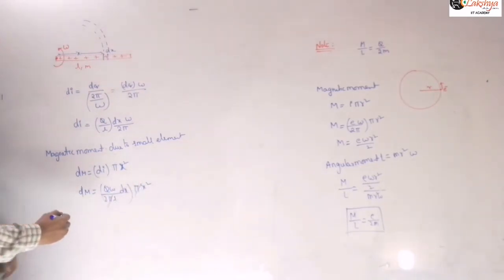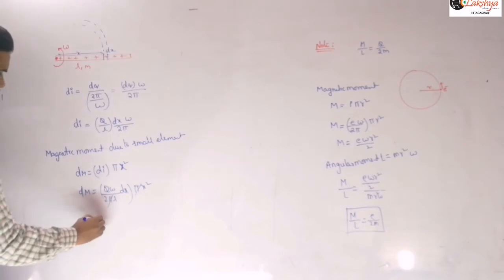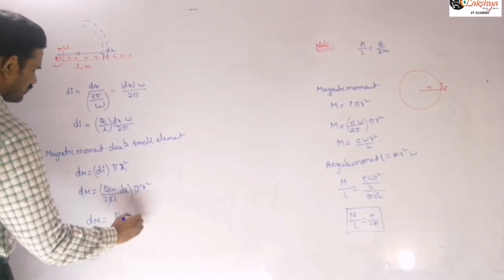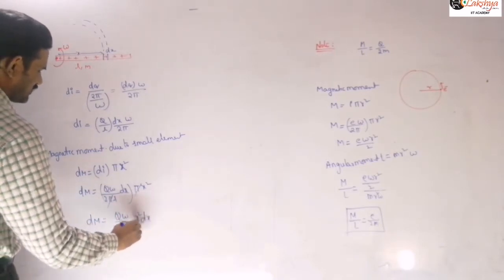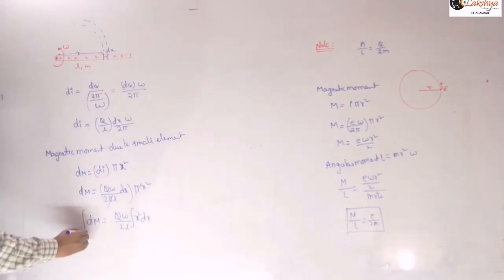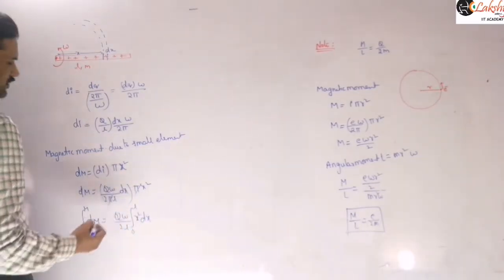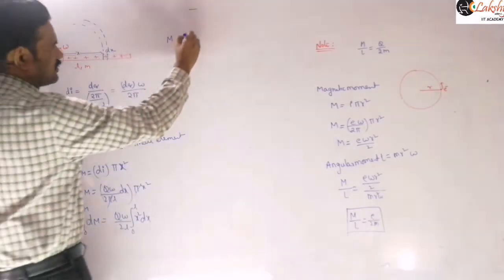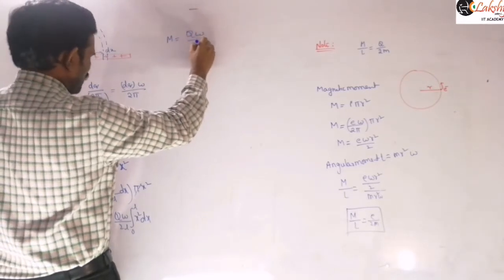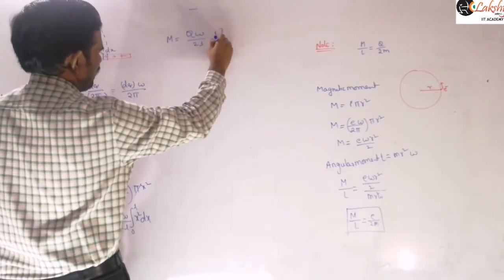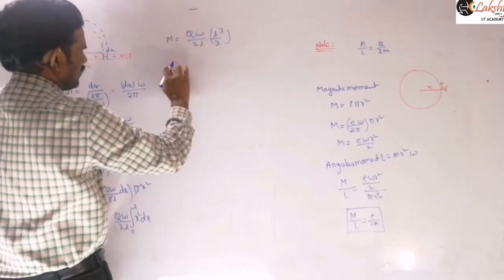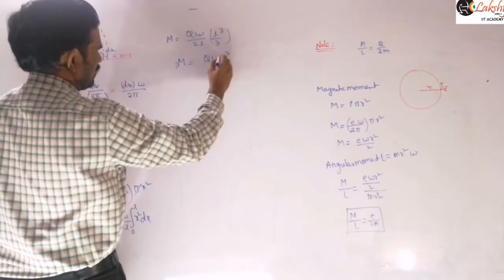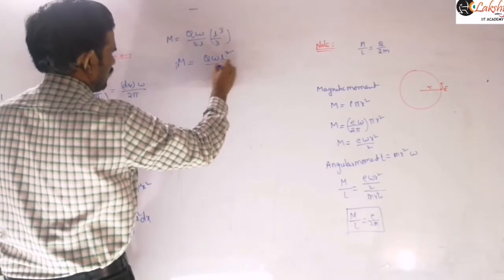So this pi value can cancel there, therefore dm is equal to q omega by 2L into x square dx. So you can integrate this equation here, from 0 to L. Therefore this magnetic moment m is equal to q omega by 2L into, this will be L cube by 3 you will get, right? Therefore this is q omega L square by 6 you will get.